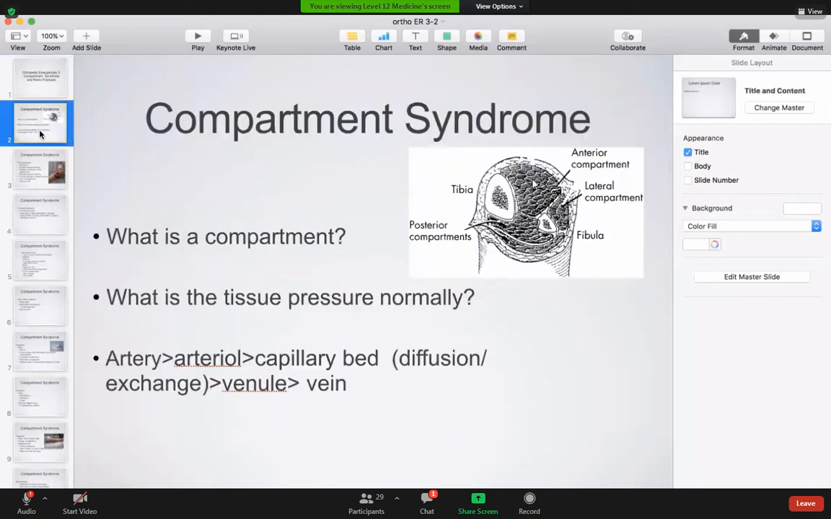This is the third part, compartment syndrome, pelvic fractures. So what's the definition of compartment syndrome? Compartment syndrome means an increase in the intracompartmental pressure in the leg or any part of the body that leads to pressure over the arterioles and the blood supply that can lead to ischemia.